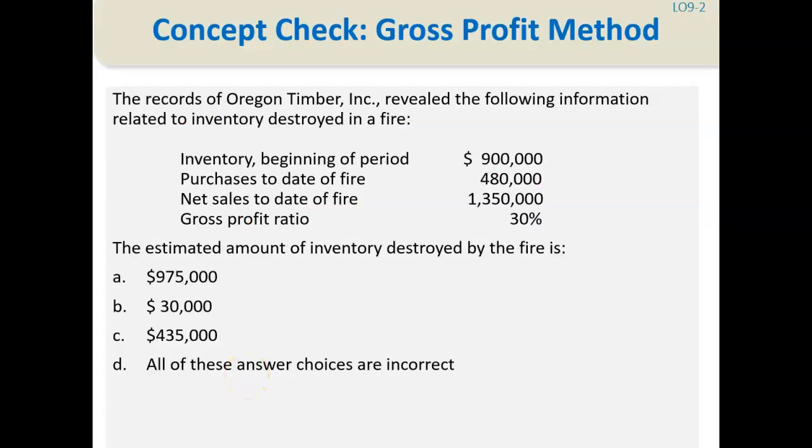Here's another concept check problem for you. The records of Oregon Timber, Inc. revealed the following information related to inventory destroyed by a fire. Inventory at the beginning of the period, from the accounting records, $900,000. Purchases to date of fire, $480,000. Net sales to date of fire, $1,350,000, and gross profit ratio 30%. Please pause your video to estimate the amount of inventory destroyed by fire. Then start your video again to check your answer.